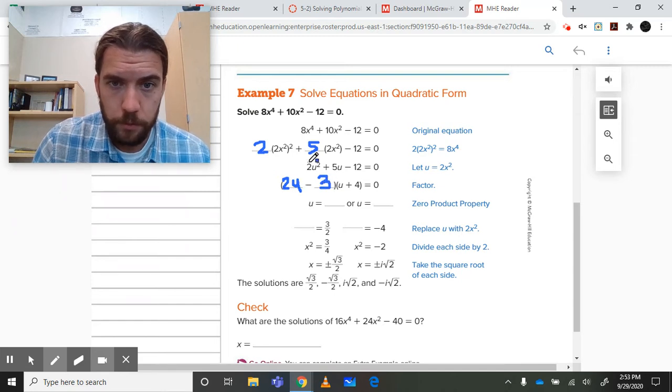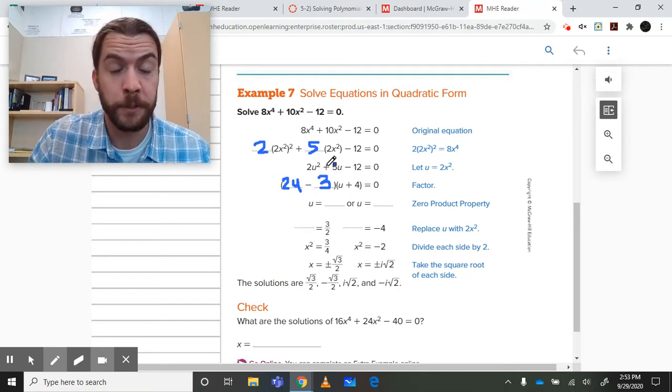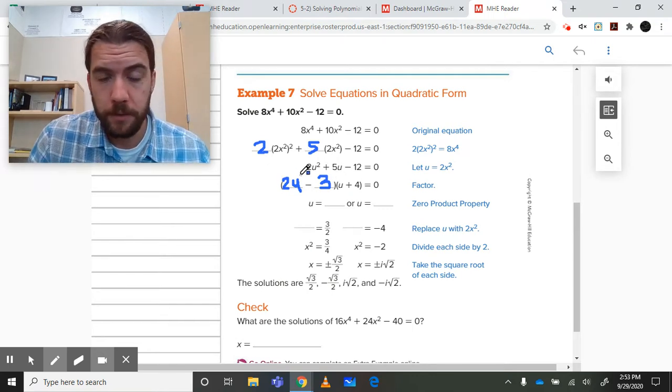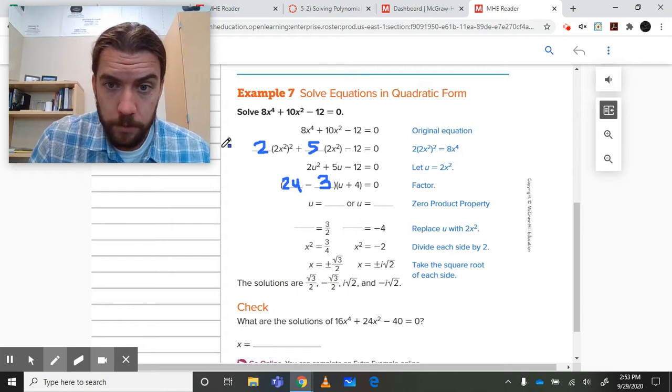Okay, 2u times u is 2u squared. Minus 3 and 4 makes negative 12. And 2u times 4 is 8u. Minus 3u is 5u. Okay, so we'd probably be drawing an area model to get to that easiest. Different ways to do it.